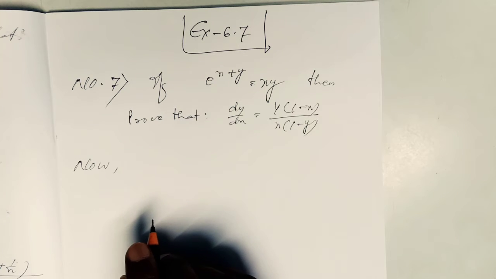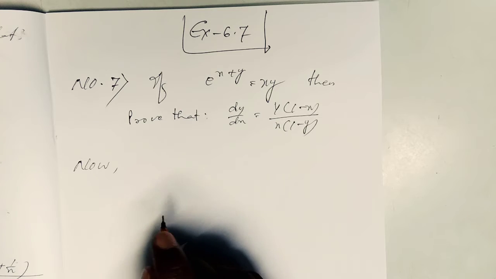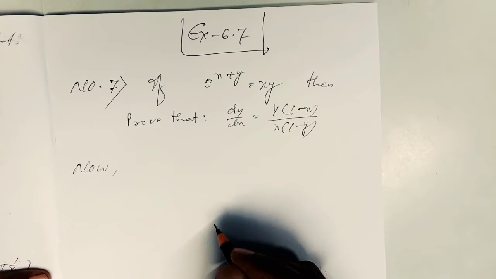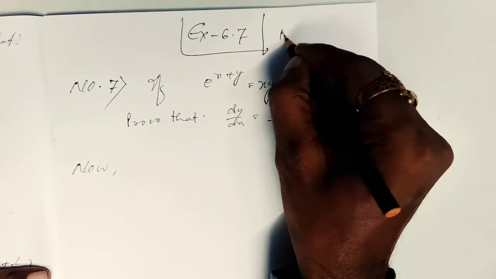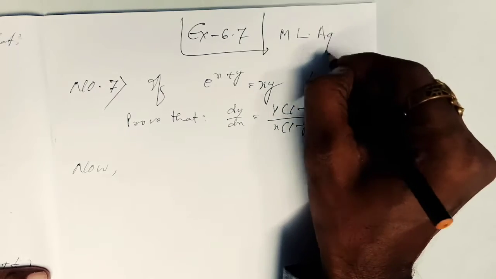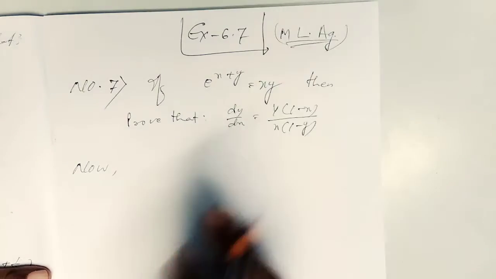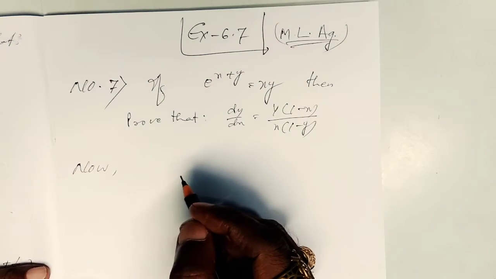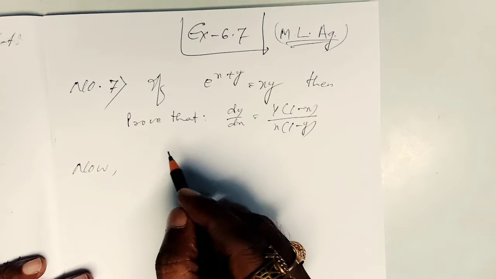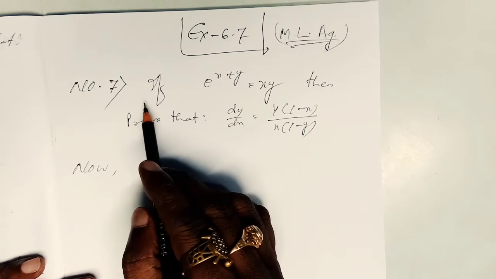Today I am continuing the chapter Implicit Differentiation, exercise 6.7 from the ML Agarwal book. Last class I completed up to question 5, and now I am doing question number 7.